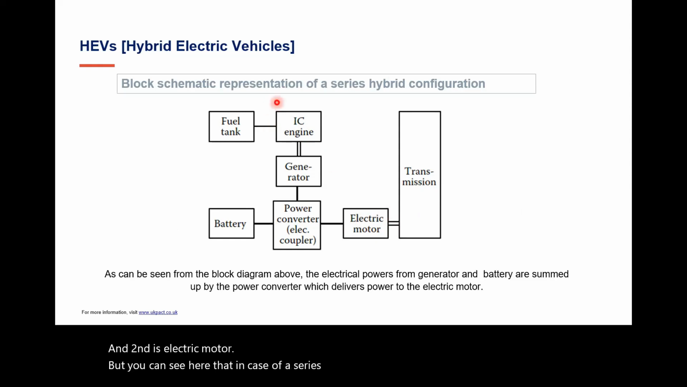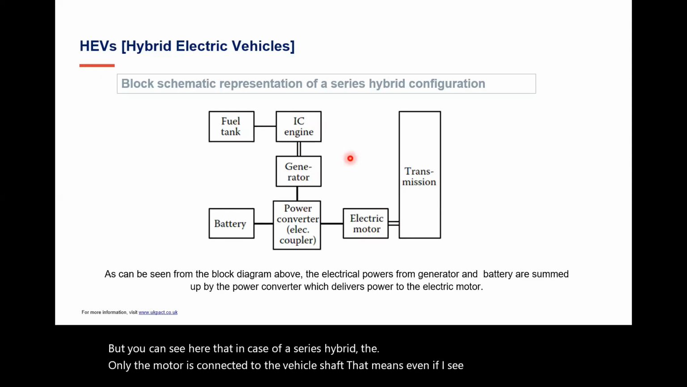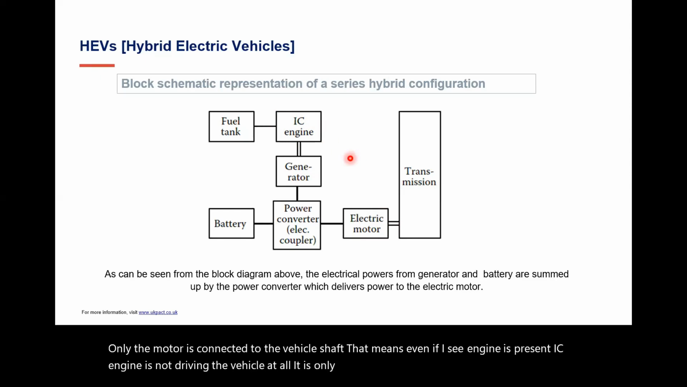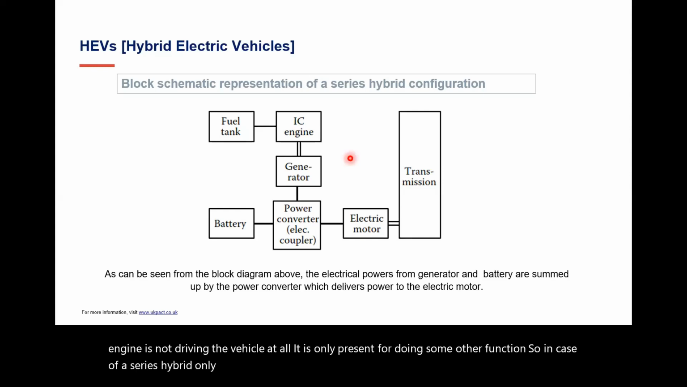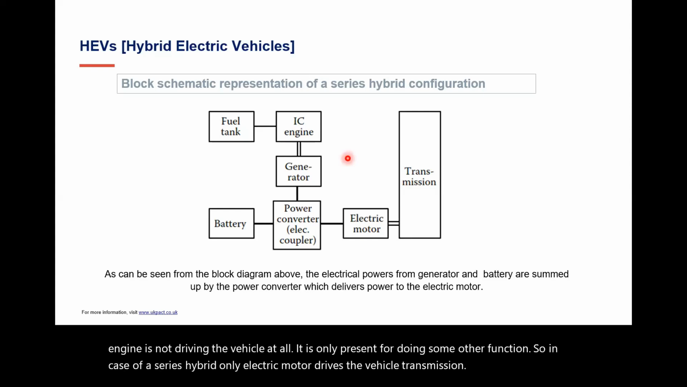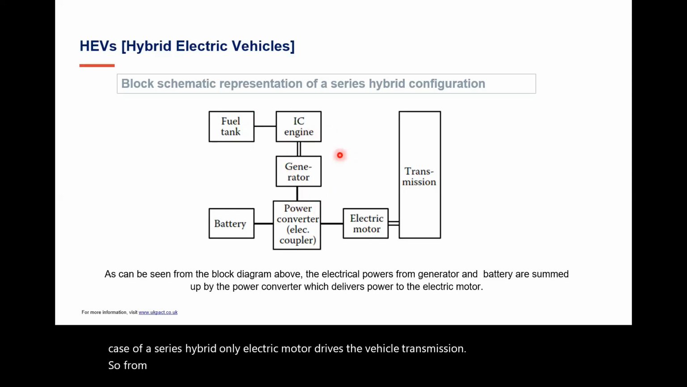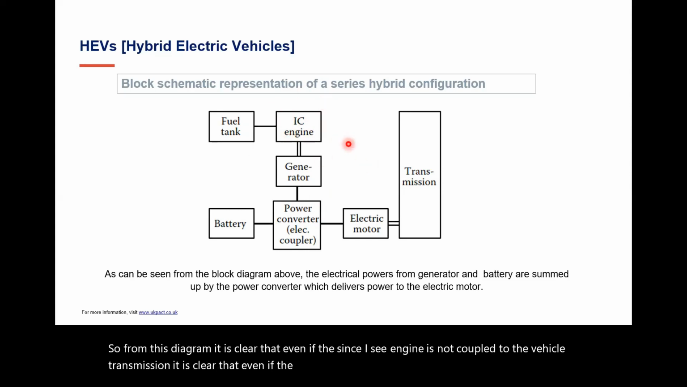That means even if the IC engine is present, the IC engine is not driving the vehicle at all. It is only present for doing some other function. So in case of a series hybrid, only the electric motor drives the vehicle transmission. From this diagram, it is clear that since the IC engine is not coupled to the vehicle transmission, even if the IC engine is off, the vehicle is capable of moving, provided there is sufficient charge available on the battery.